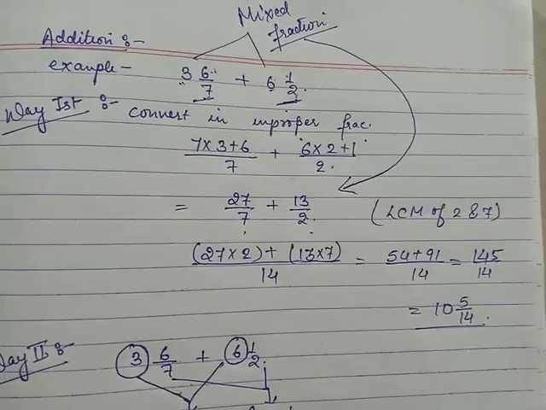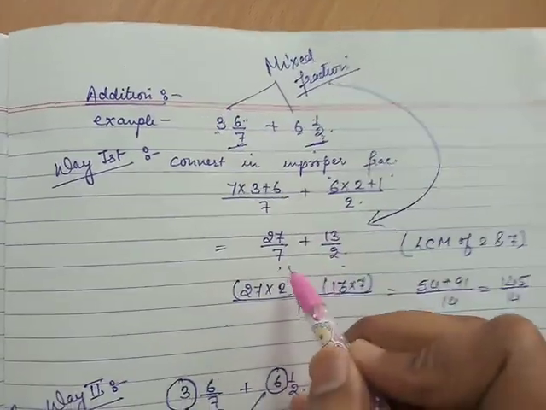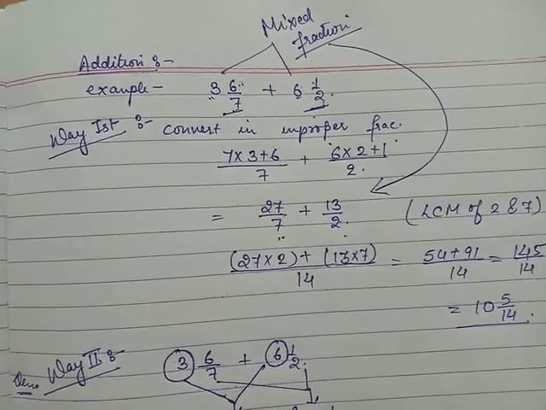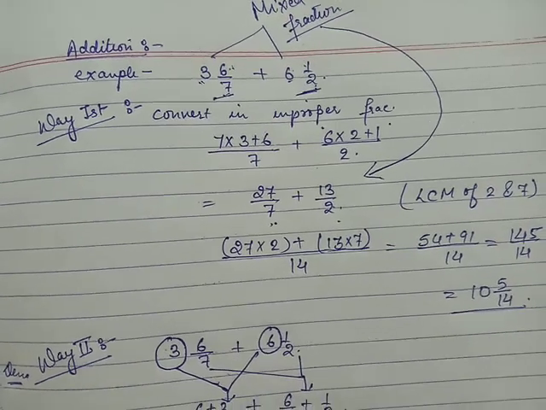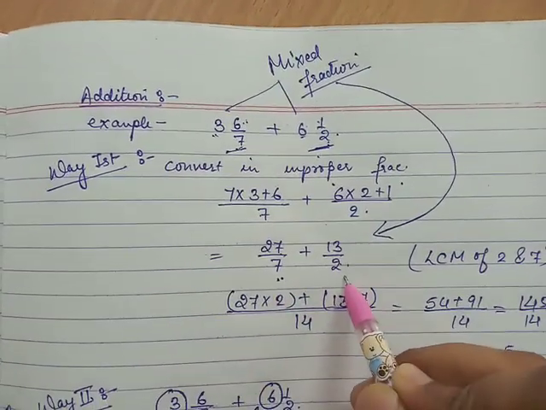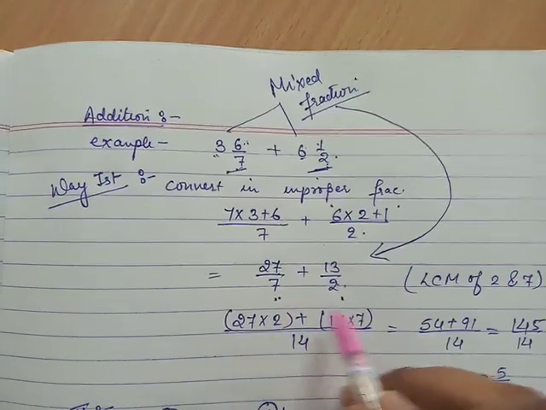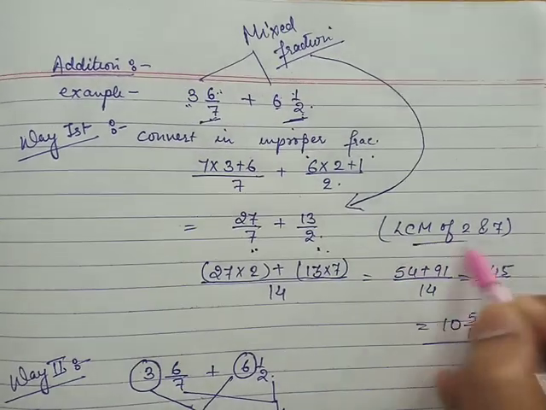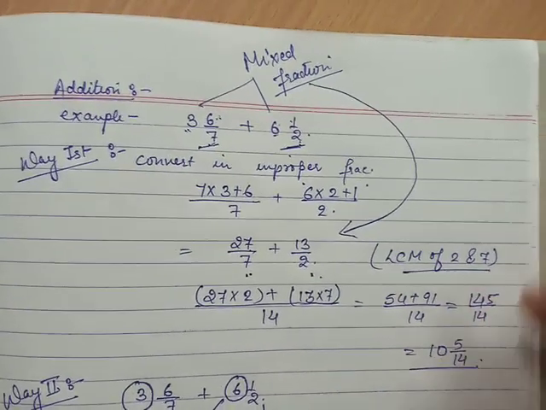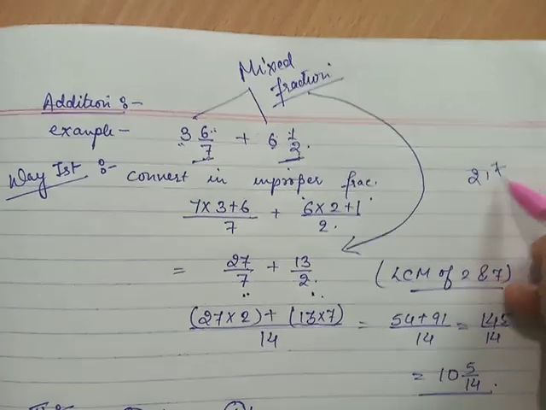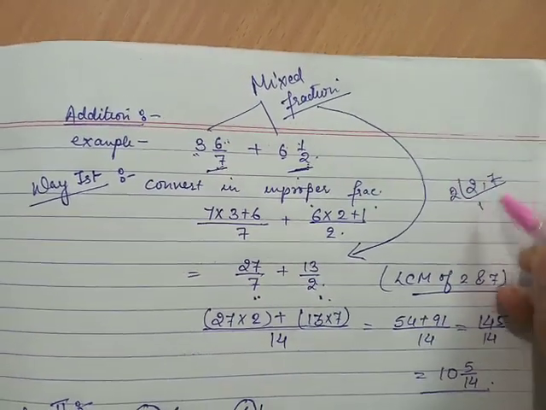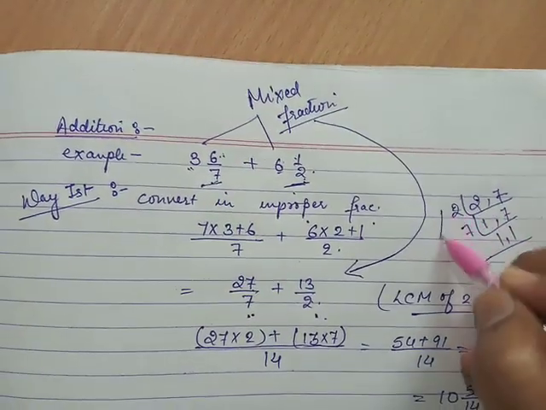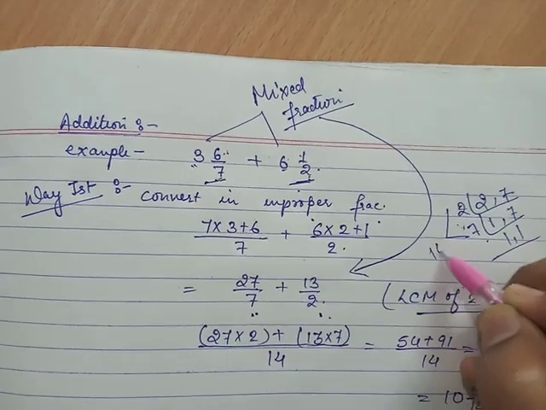Okay, now what we will do, we will see the denominator first, whether the denominator is same or different. Here in this condition we have 7 and 2 as denominator, so these 2 terms are different. So what we will do, we will take the LCM of 2 and 7. 2 times, that will be 1 and 7, and 7 times, that will be 1 and 1. So our LCM is 7 multiplied 2, that will be 14.